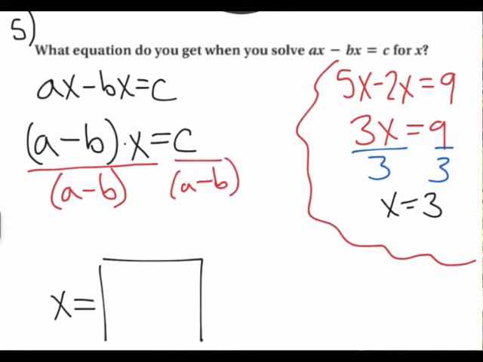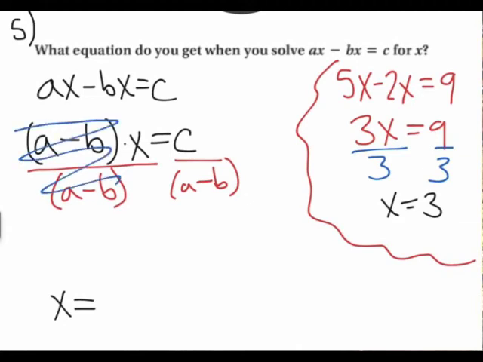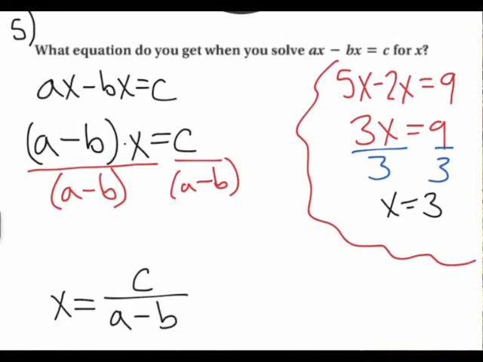So, what does x equal? Well, a minus b in parentheses cancels out on the left-hand side of the equation because we are multiplying and then we are dividing. So that cancels out, leaving us with x equals c divided by a minus b. And you don't have to put it in parentheses, although it doesn't hurt.